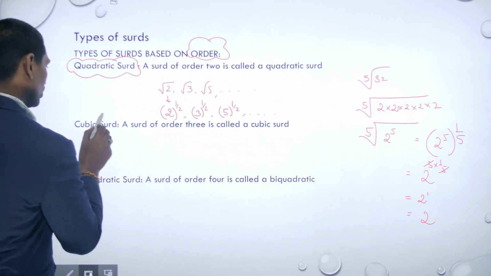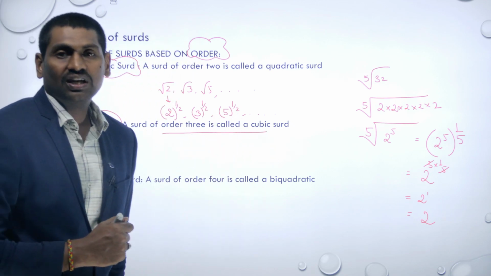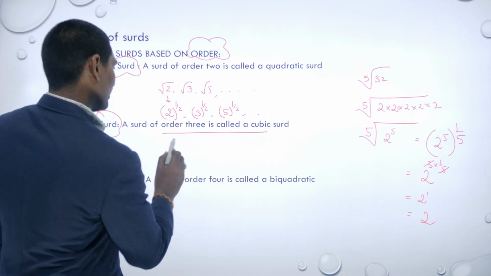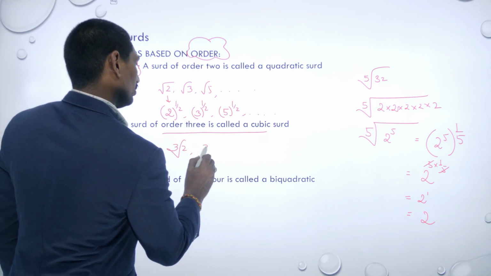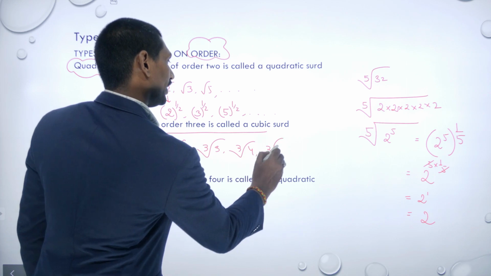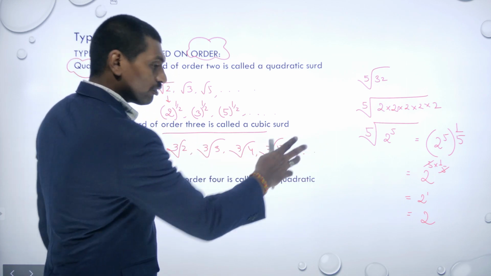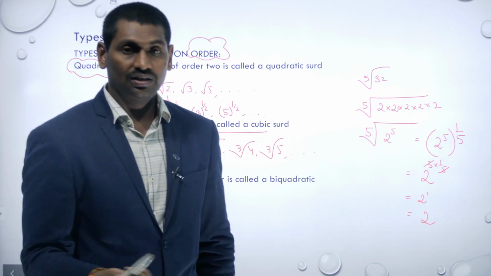Now the second one is cubic surd. Cubic surd means an order 3 surd is called a cubic surd. Example, cube root 2, cube root 3, cube root 4, cube root 5. Because while you are observing the radicands 2, 3, 4, 5, they are not cube numbers.